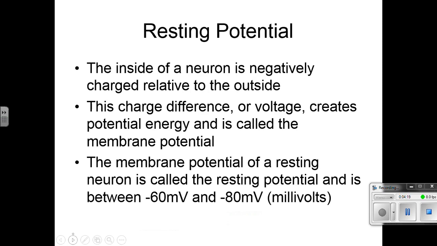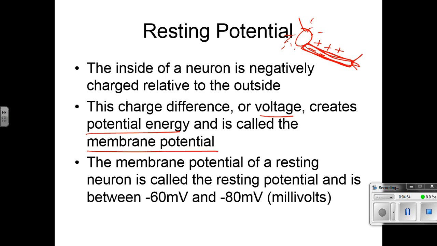Resting potential: the inside of a neuron is negatively charged relative to the outside. So here's your neuron. I do terrible drawings. This is a hollow area here. This is your axon. The inside of the neuron in here is going to be negatively charged in comparison to outside, which is positively charged. This charge difference, or what we call voltage, creates potential energy, and is called the membrane potential, because there's potential energy there to flip that. The membrane potential of a resting neuron is called the resting potential, and it is between -60 and -80 millivolts.